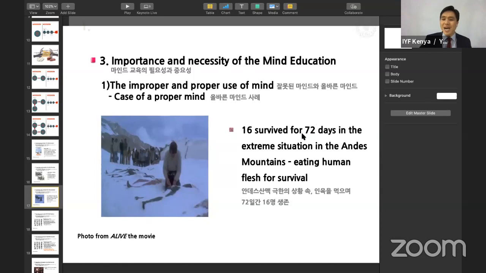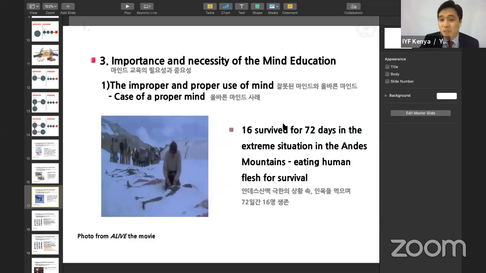How did they survive for 72 days? Everyone, can you survive 72 days with an empty stomach? You can't, right? How did they survive 72 days then? These 16 people survived the 72 days by eating the human body.